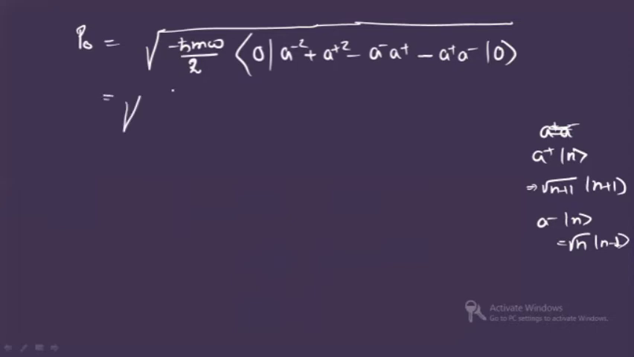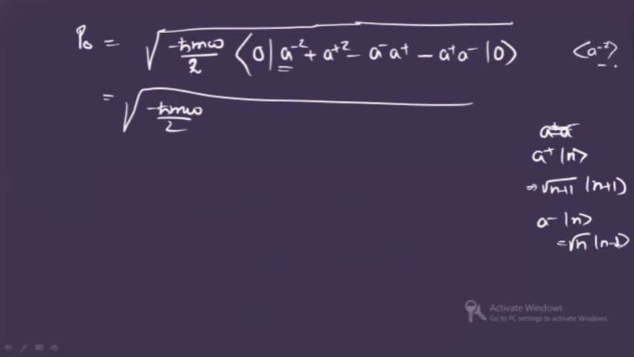This one will give you minus h cut m omega by 2, right? So if you see in this case, you know that the expectation value of the lowering operator is also 0, and for the raising operator also, its square is 0. So we have to just see for these two terms.